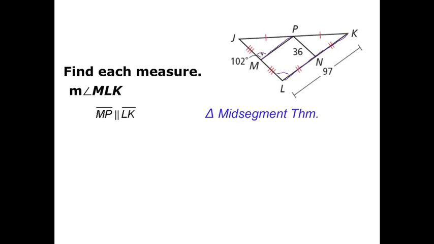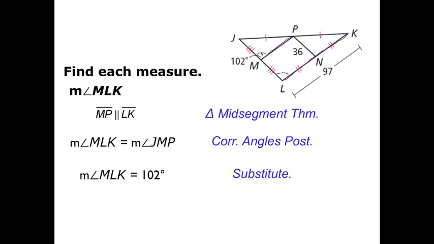So we start with the fact that they're parallel, using the corresponding angles postulate. State that those two angles have to be equal in measure. And then plug in. So we get 102 degrees for the measure of angle MLK.